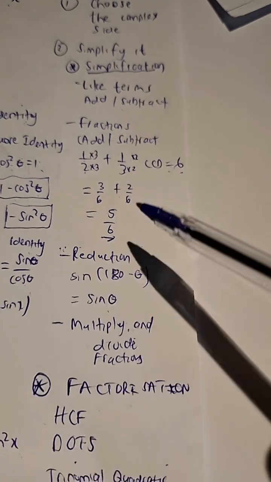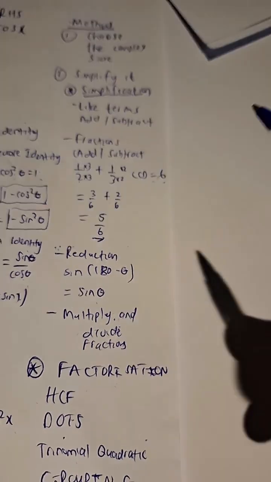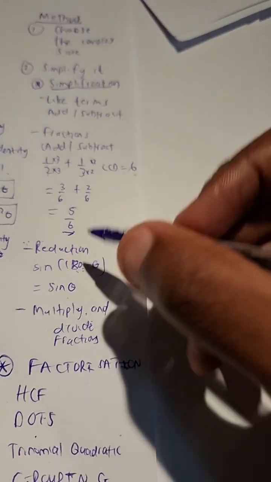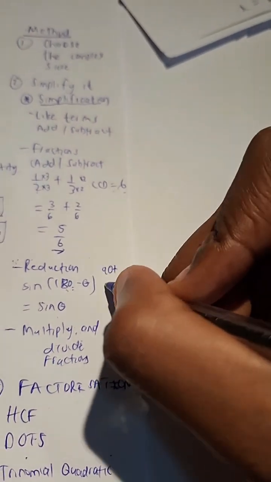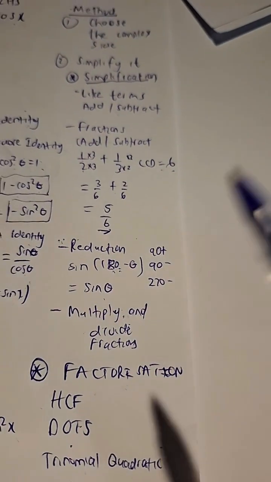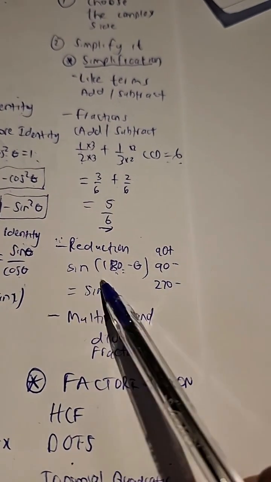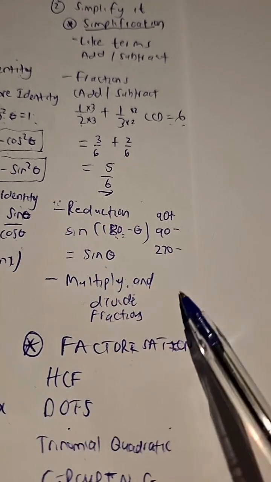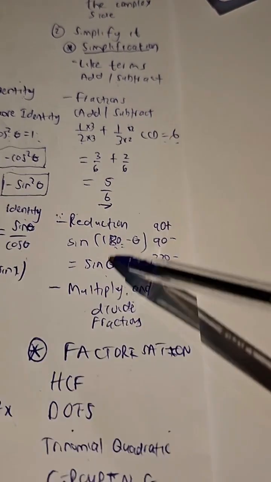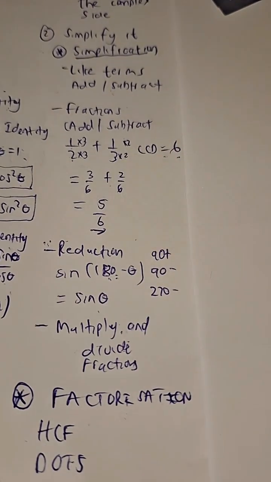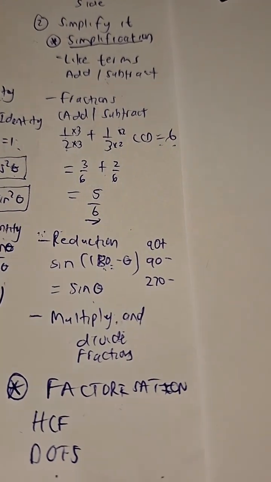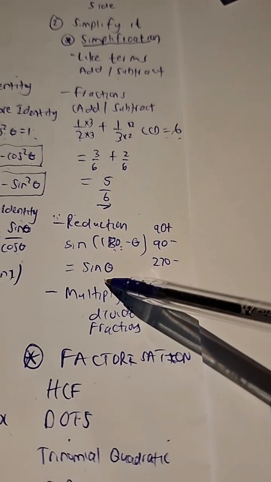Reduction, please guys: 180 minus, 180 plus, 360 minus. Also remember 90 plus, 90 minus, 270 minus. Those are your reduction and co-ratios as well. That's also under simplification. Multiplication and division of fractions as well, the rules that apply to that. Multiplying out, FOIL, expanding a monomial by a binomial. That's all under simplification.